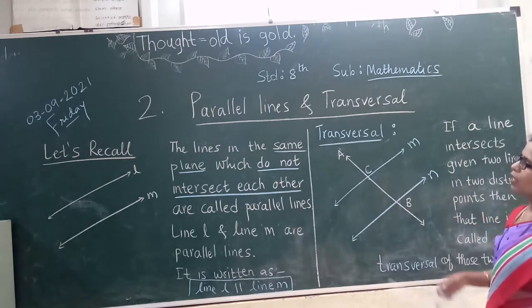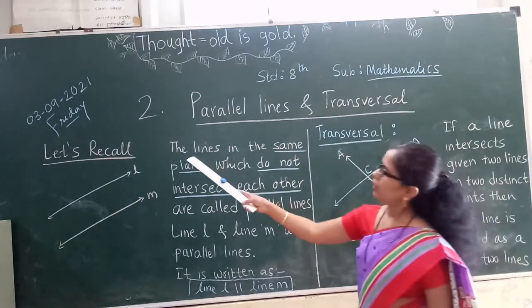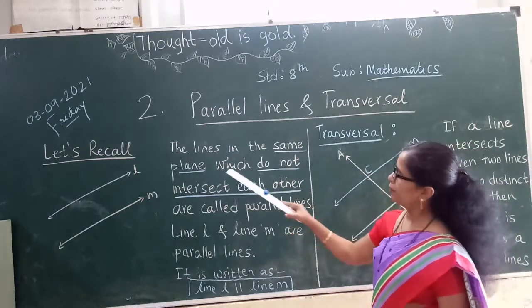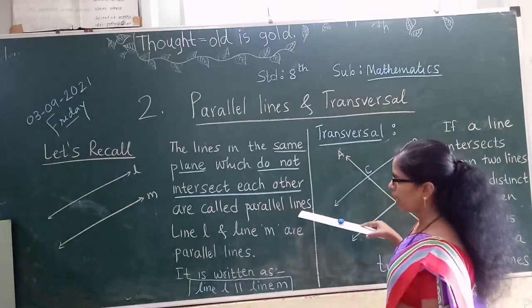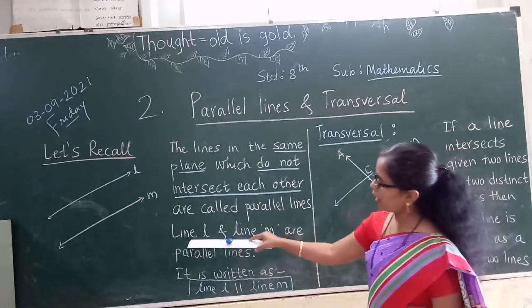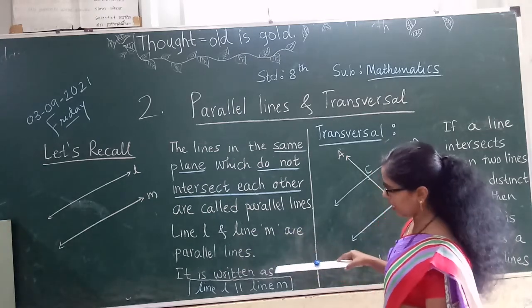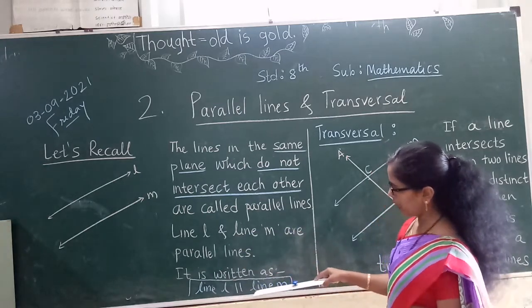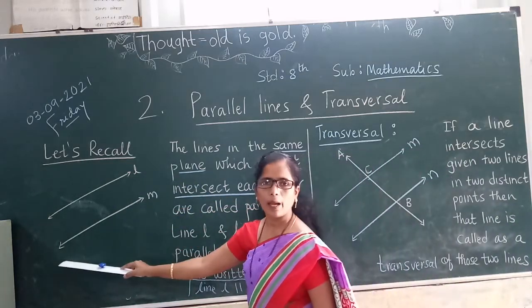Understood? Parallel lines and transversal. The lines in the same plane which do not intersect each other are called parallel lines. If line L and line M are parallel lines, then it is written as line L parallel line M.